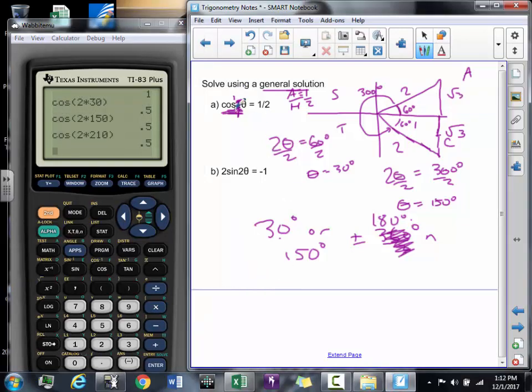So long story short, if you ever see a 2 theta sitting inside here, it's actually really easy. You just solve it like you normally do, and then when you get your answers, you just divide them all by 2. If you're doing a general solution, divide the 360 by 2.